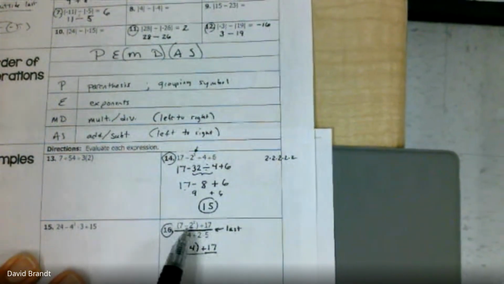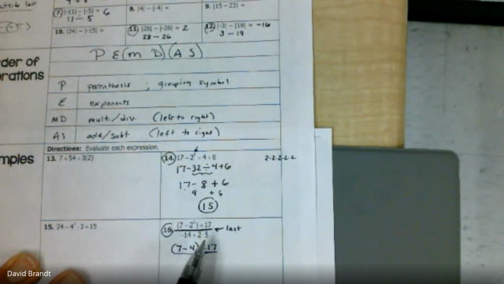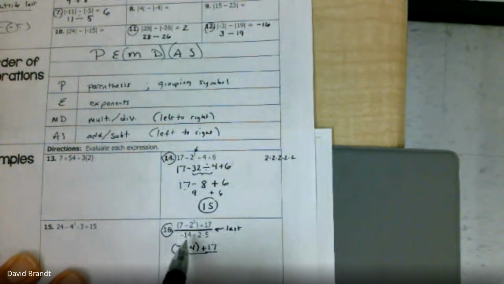Now on the bottom, you can work on the denominator, that's the bottom, at the same time you work on the numerator. Well, what do you do first? I've got addition and I've got multiplication. What comes first, addition or multiplication? Well, multiplication comes first. That's going to be negative 14 plus 10.